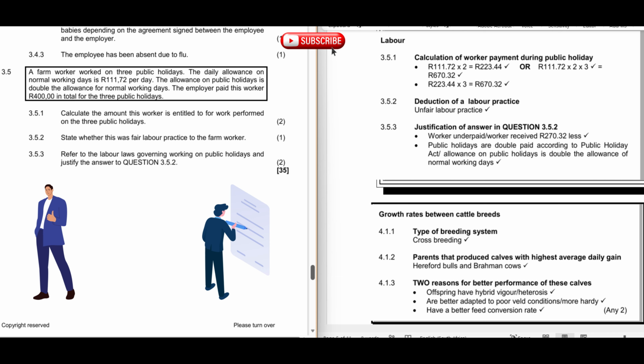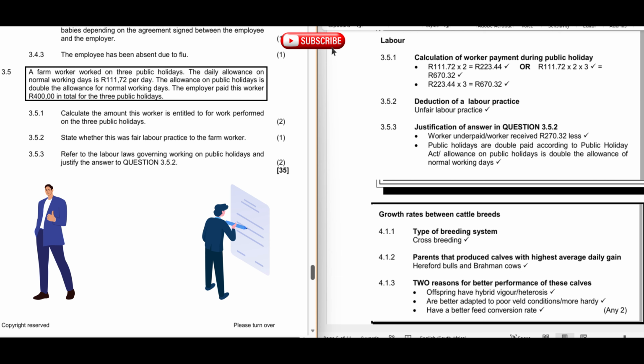3.5.2. State whether this was a fair labor practice for the farm worker. Basically, here they are referring to this statement. The employer paid this worker 400 in total for the 3 public holidays. Based on our final answer of 670.32 rands above, the worker was underpaid, because the worker is entitled to 670.32 rands for the work done on 3 public holidays, but their employer paid them lower wages, which is unfair and unacceptable. Therefore, the labor practice depicted above is an unfair labor practice.